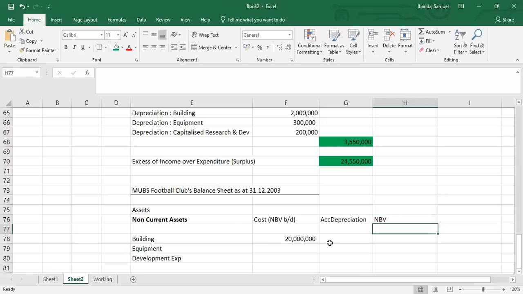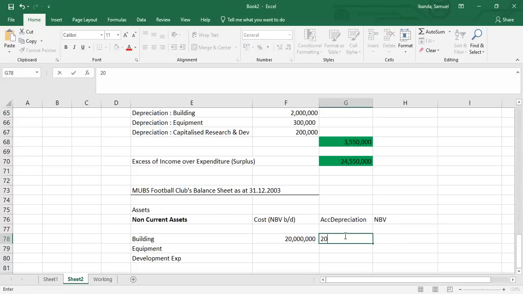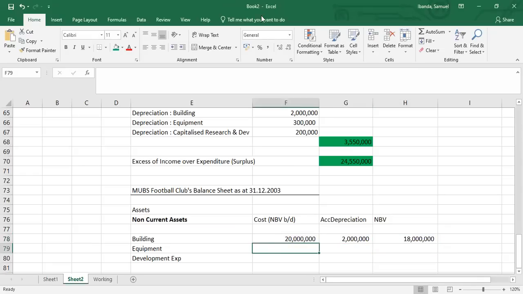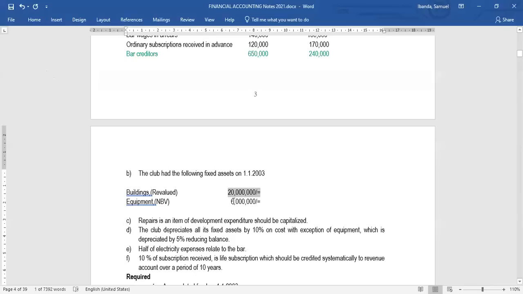The net book value. So for depreciation, for buildings, after revaluation, they have only depreciated 1 year, which we've already gotten, the 2 million here, okay? So 2 million will be written here. And then the net book value will definitely be the difference, which is this minus this, which gets you 18 million. Then we have equipment. Equipment, as we saw, they didn't give us the cost, but they gave us the beginning net book value, which is 6 million, which we shall just use, okay, accordingly. So we shall record our 6 million there.